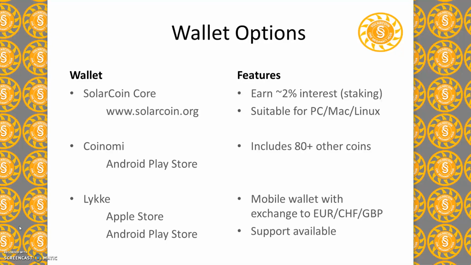The final option is Licor. It's actually available on Apple and Android, so again it's a mobile wallet. The nice thing about Licor, it's also an exchange, and it has exchange back to normal currency pairs like euros, Swiss francs, pounds, US dollars, Japanese yen. So it's a really good place if you want to buy some more solar coins, or if you want to sell some of your solar coins. You can do that all from within the mobile Licor wallet.